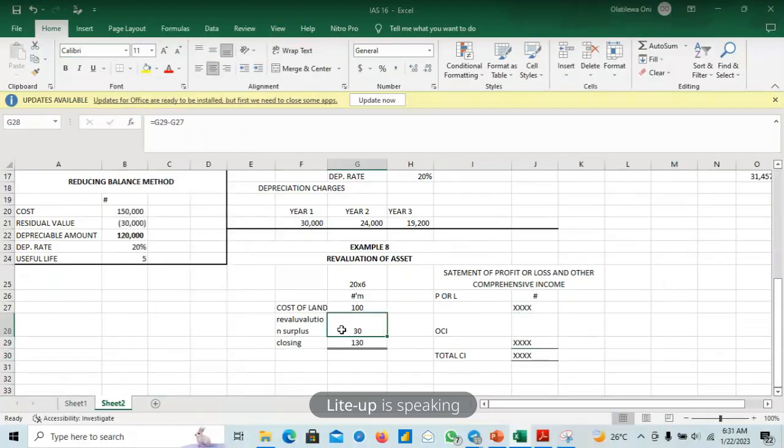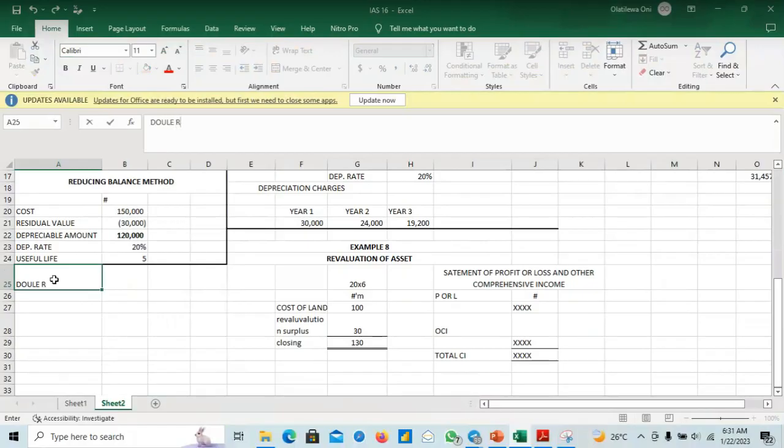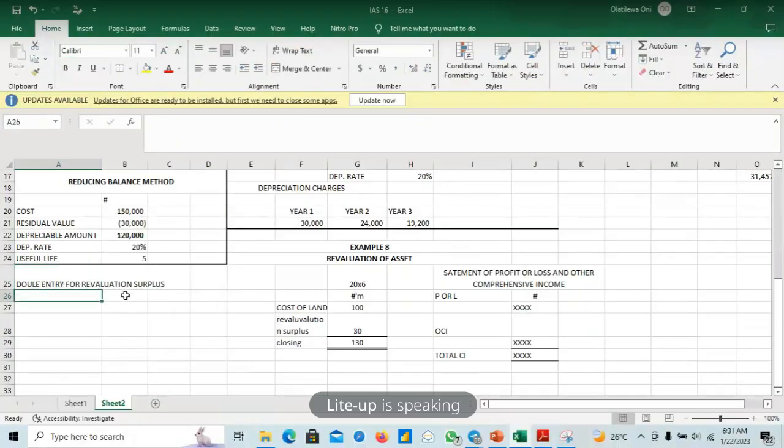Now, revaluation surplus is treated under other comprehensive income. So we are going to be looking at the double entry for a revaluation surplus. How do we treat it when there's revaluation surplus? Double entry for revaluation surplus. How do we do it? Debit, then we have credit.